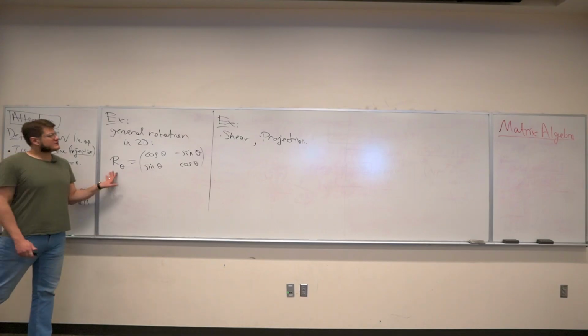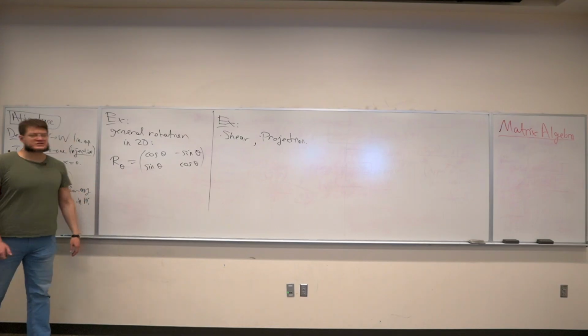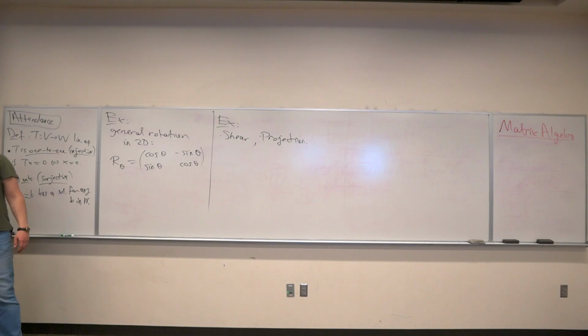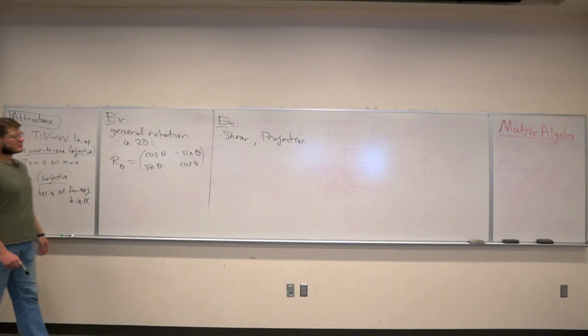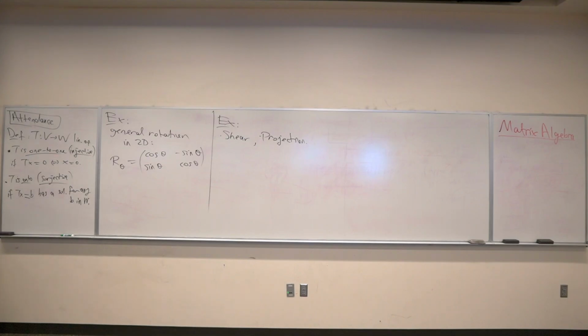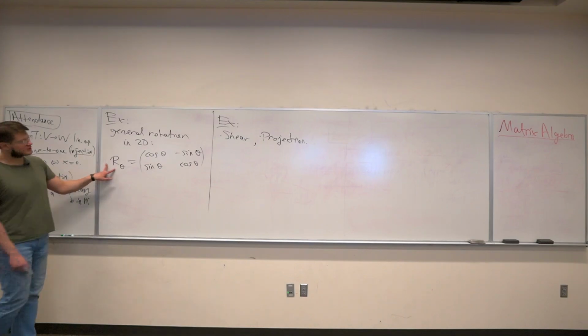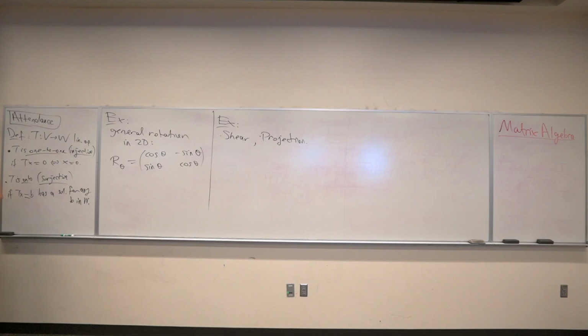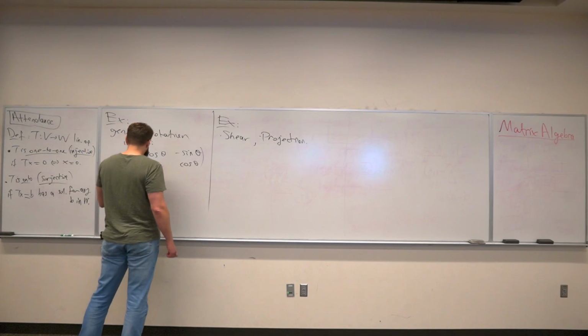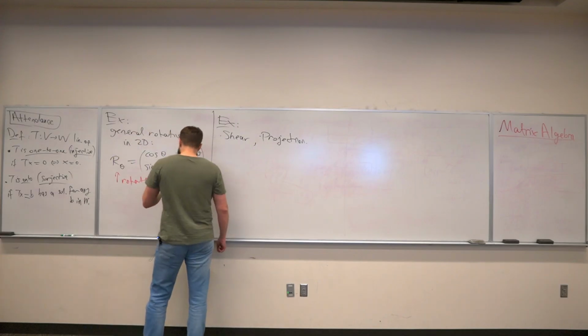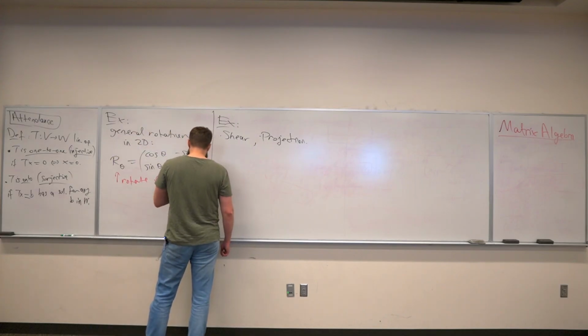First example I want to give is the matrix for a general rotation in 2 dimensions. Okay, so cosine theta, minus sine theta, cosine theta. Theta is some angle, or maybe I should say this really represents rotating by theta degrees in the counterclockwise direction. So this is rotate this way by theta angle.